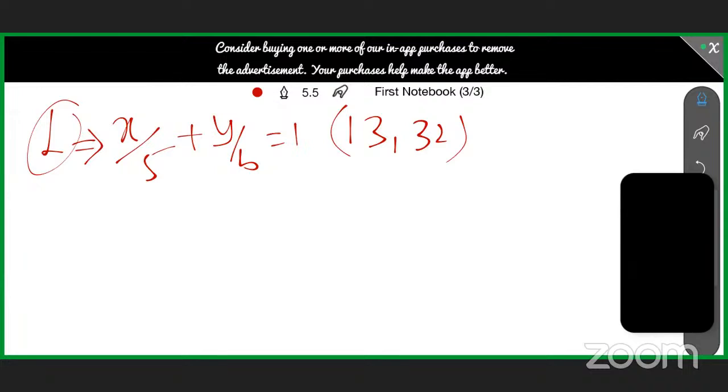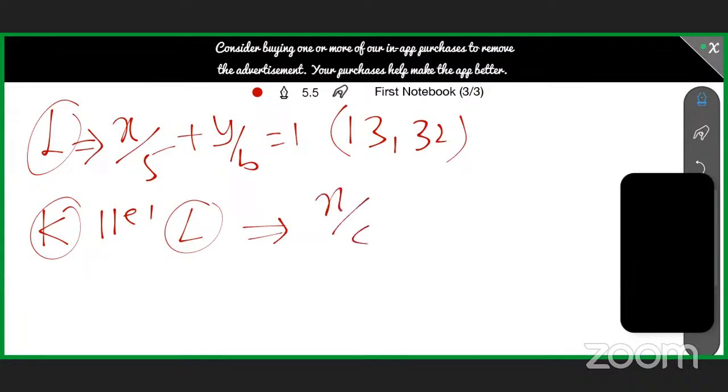Let us take one more line K, which is parallel to L. And K's equation is given by x by c plus y by 3 is equal to 1. So what we have to do is find the distance between line K and line L. Again, this was also asked in the AIEEE exam. So very easy, but we'll do it step by step.